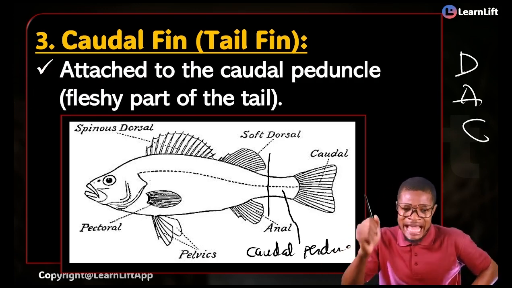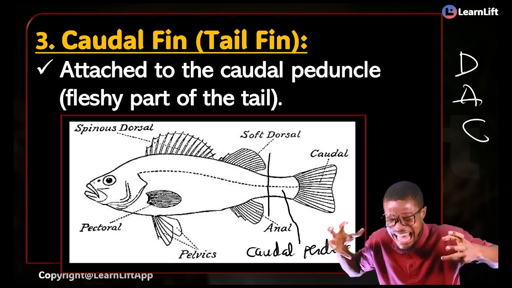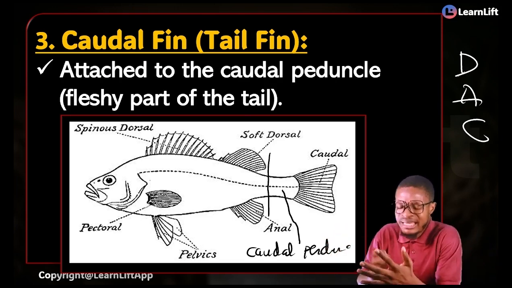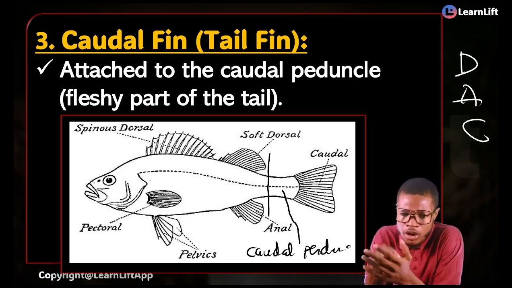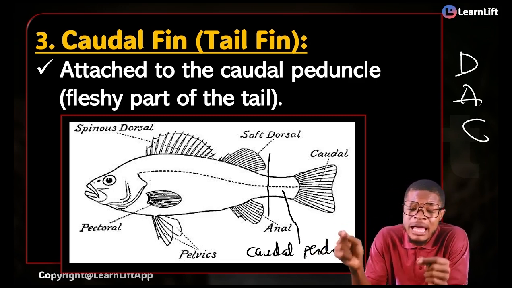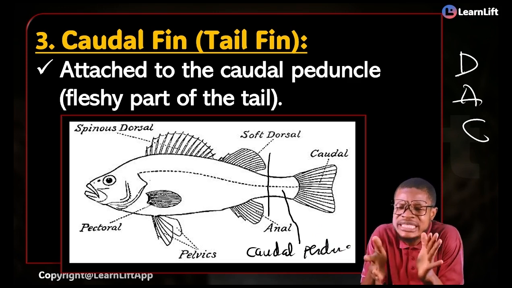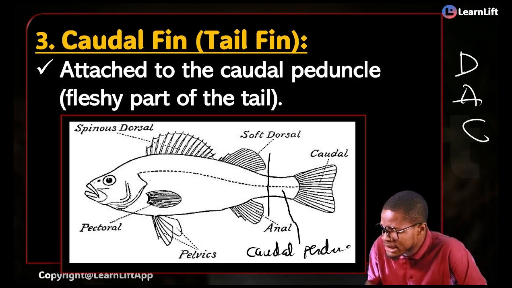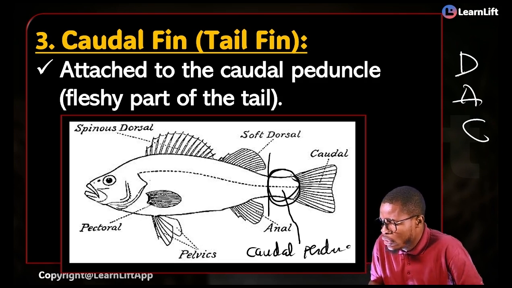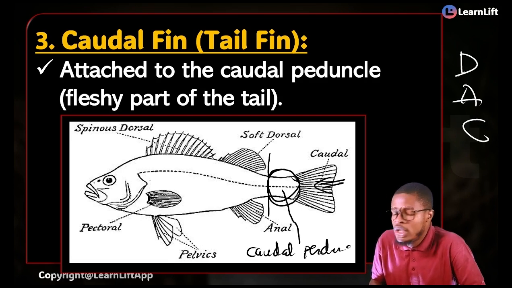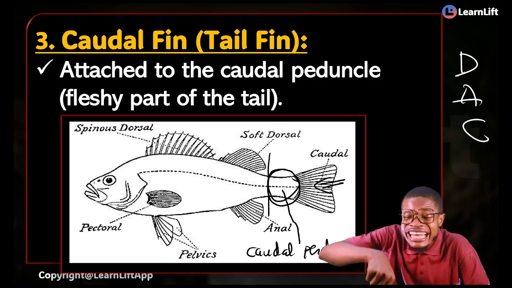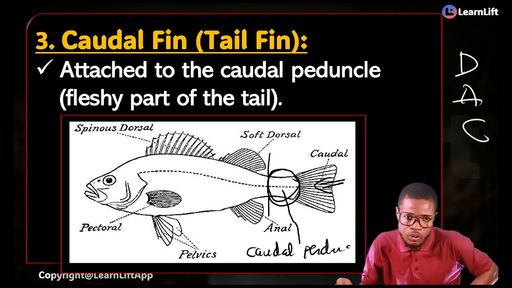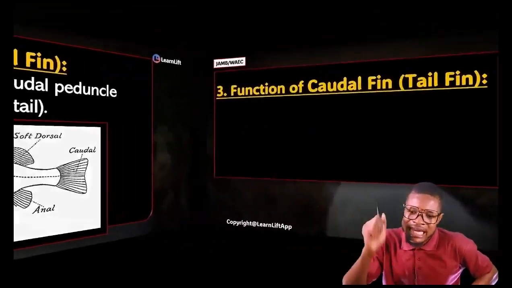Are you getting it? And don't forget that it is attached. Caudal fin is attached to the what? Caudal peduncle. What is caudal peduncle? Caudal peduncle is the fleshy part of the tail. This here is the caudal peduncle, because your caudal fin is not fleshy, right? So the fleshy part of the tail is the caudal what? Peduncle. If you get that very quickly with me, I like you not to forget this.